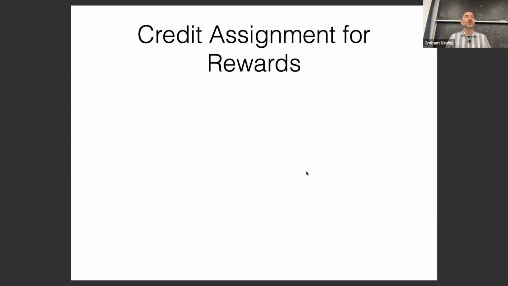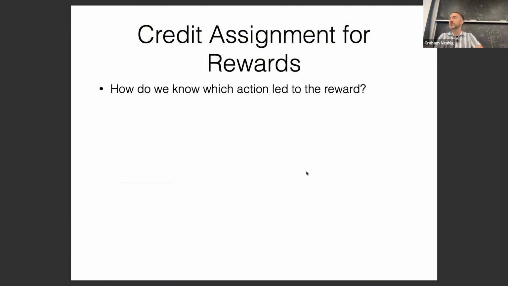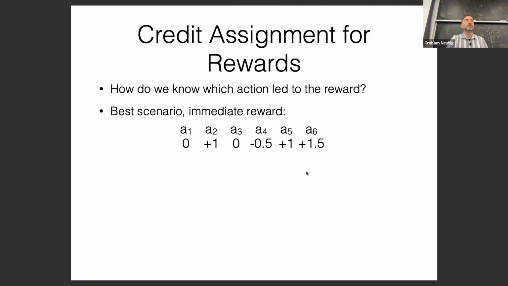So there's a number of ways to fix this. One of the big problems is credit assignment. And I mentioned this briefly last time, but the problem with credit assignment is how do we know which action led to the rewards that we're getting? The best scenario for this is that we get an immediate reward every time we take an action. And so that would be, we get a reward on every single token that we generate. So the first token, we get no reward. The second token, we get +1. The next token, we get +0. And these directly correspond to how good that token is.